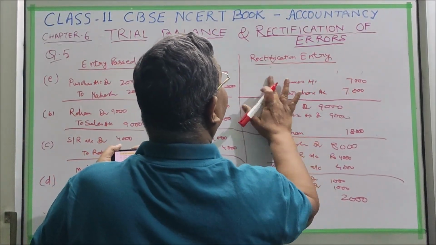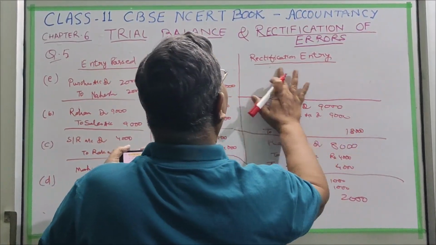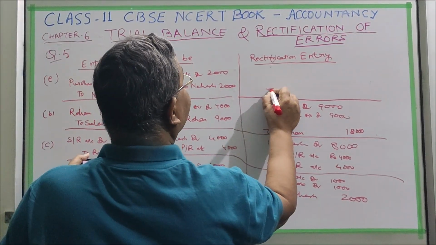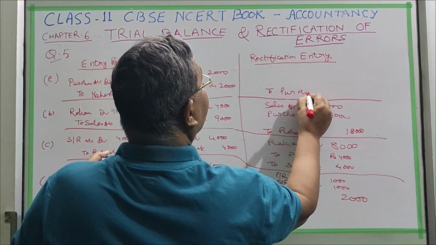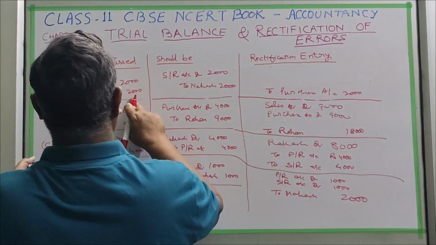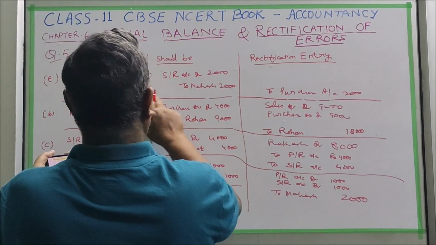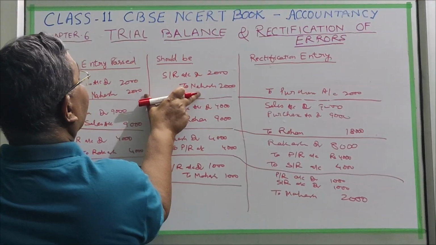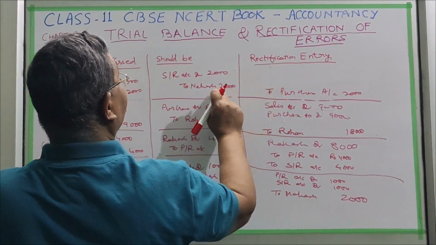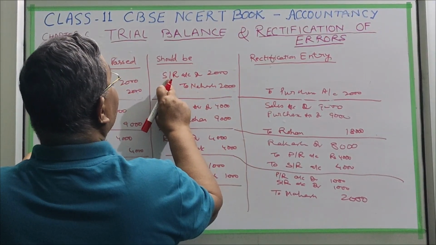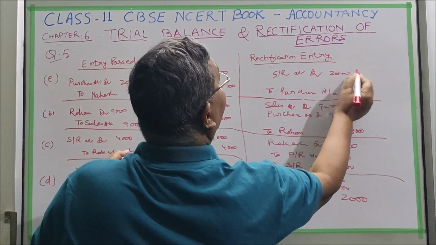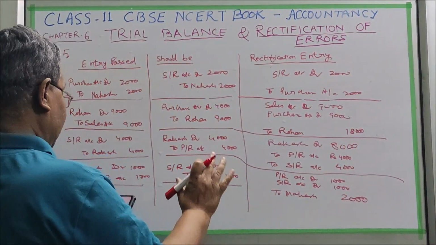So what should be the rectification here? This entry first we will rectify. Purchase account debit, you credit purchase account 2,000. And Mahesh account should be credited, so there is no problem. The actual entry is the same, so no correction is required for these two. What you have not done, now you make: sales return account debit 2,000. And this will be your rectification. So this question is over.